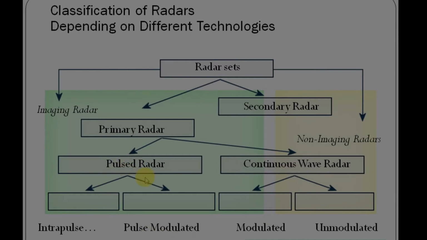But when we talk about the pulse radar, it is a more robust radar in terms of range. A distance of 8 kilometer, 16 kilometer or 32 kilometer you can easily calculate using a pulse radar. With the help of this, you can also utilize these radars in air traffic kind of applications. There are again two types, intra-pulse and pulse modulated. Today we are only discussing the pulse radar.